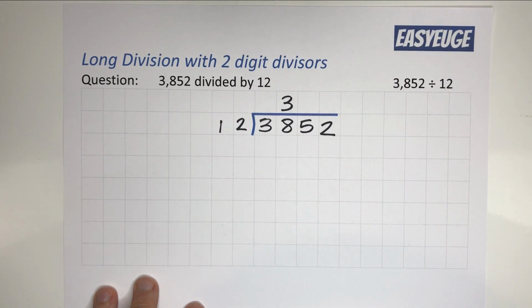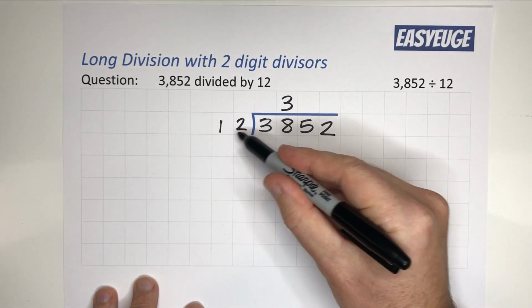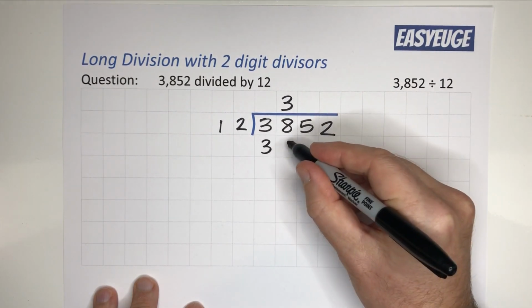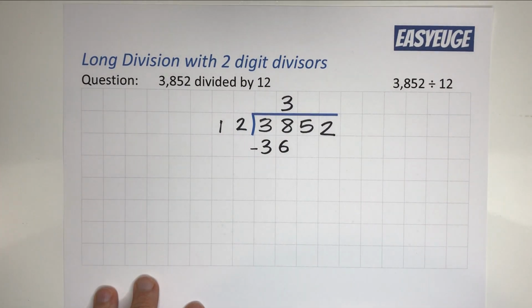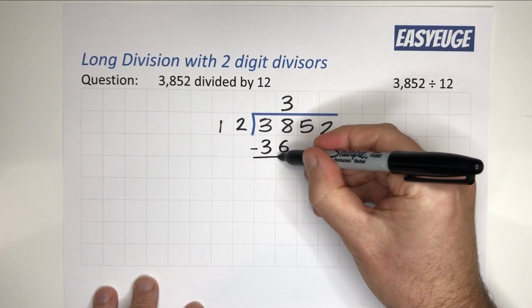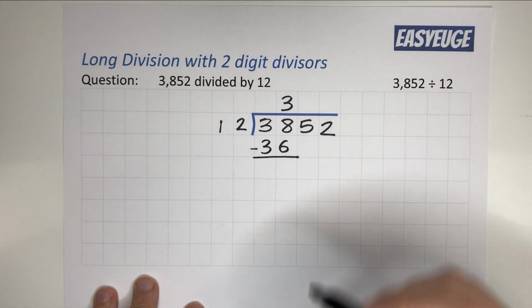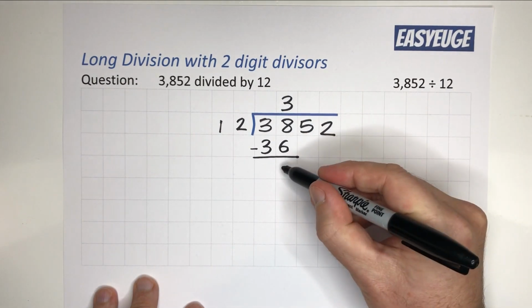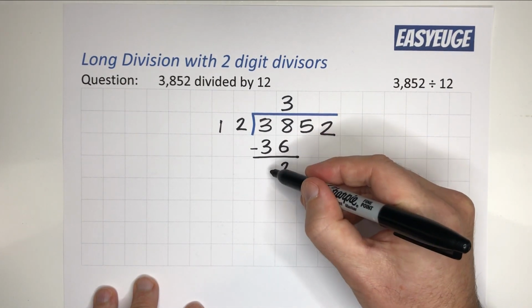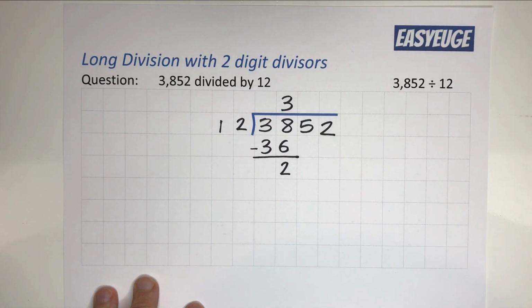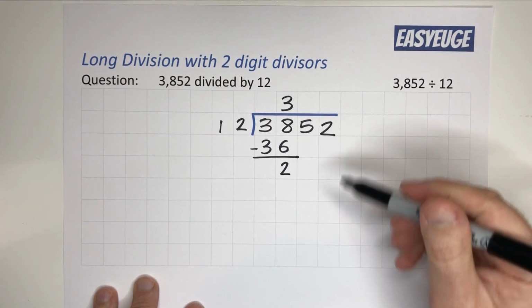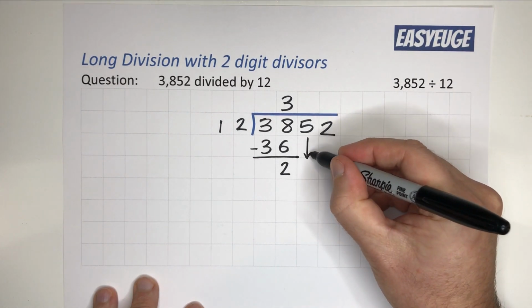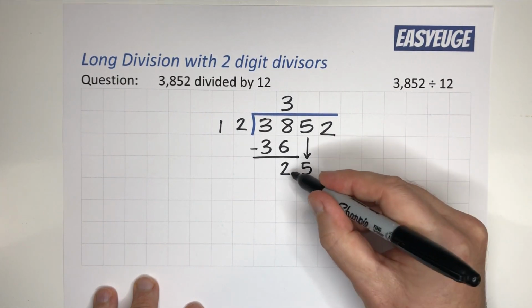So let's do the check to find out what the remainder is. 3 12s are 36. To find out the remainder, let's subtract these two numbers. We'll draw our answer line. 8 take away 6 is 2, 3 take away 3 is 0. So now we have the answer 2. So we'll carry down this 5 and this becomes 25.